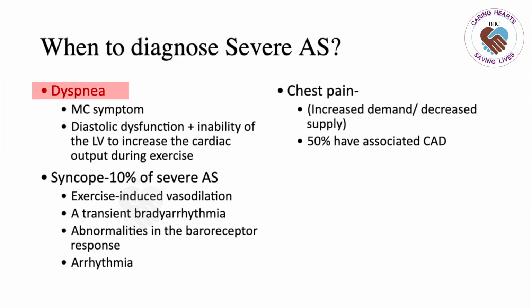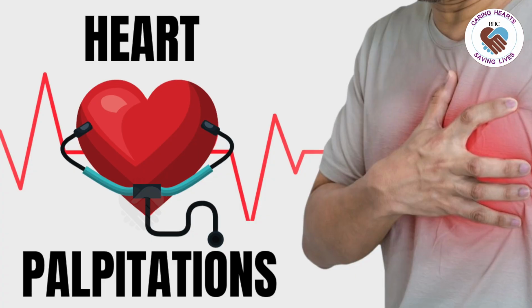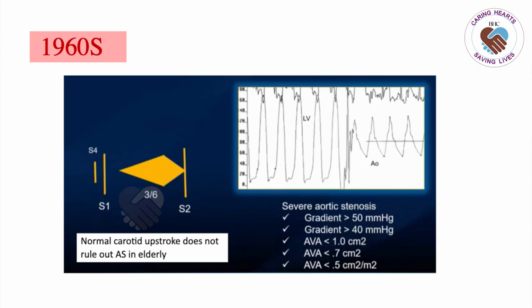How does this disease manifest in individuals? The most common symptom in such patients is breathlessness, that is dyspnea. In addition to that, patients can also have chest pain, loss of consciousness or palpitations. There are various reasons for those symptoms. We have known this particular disease since 1960.